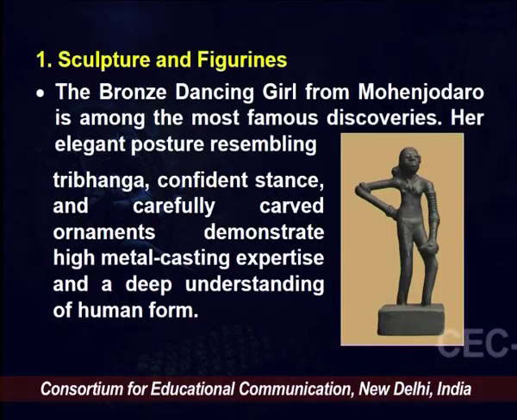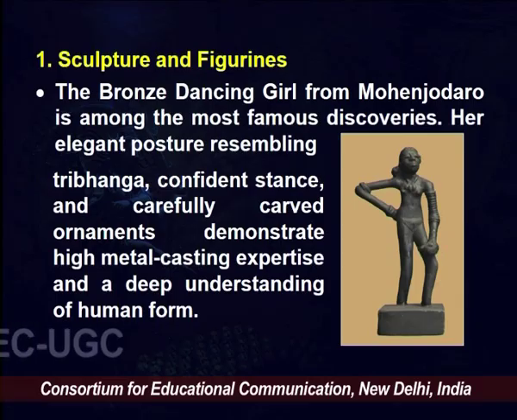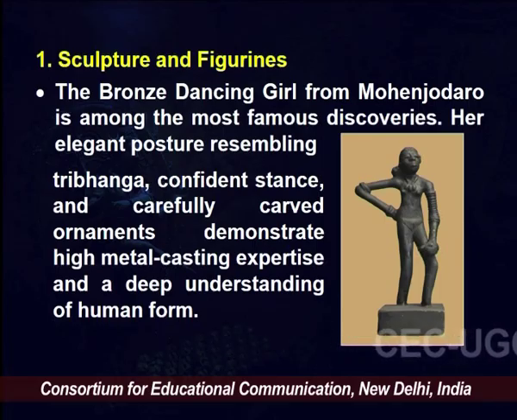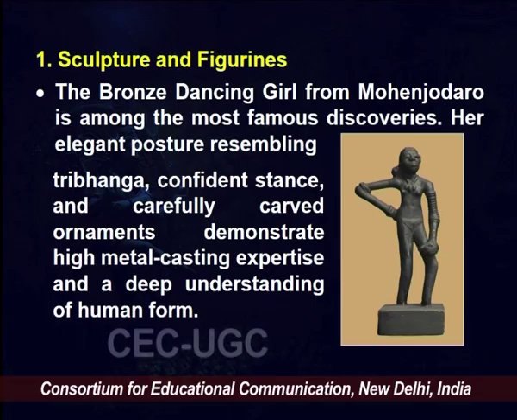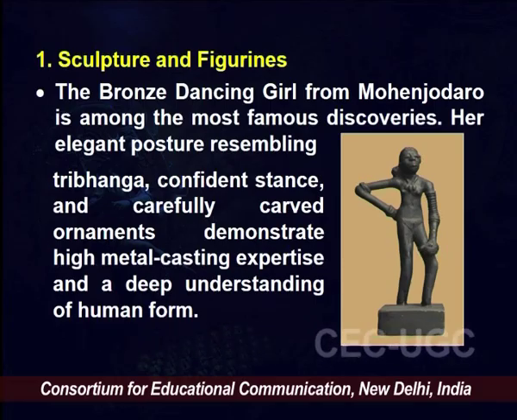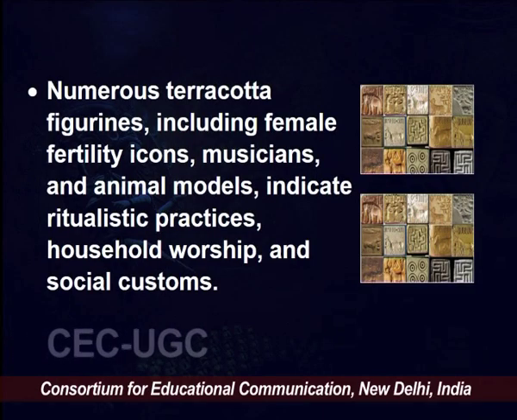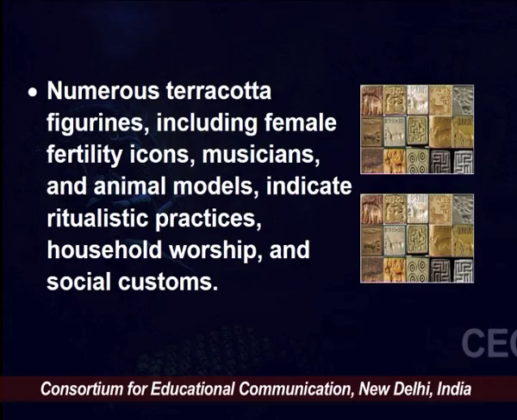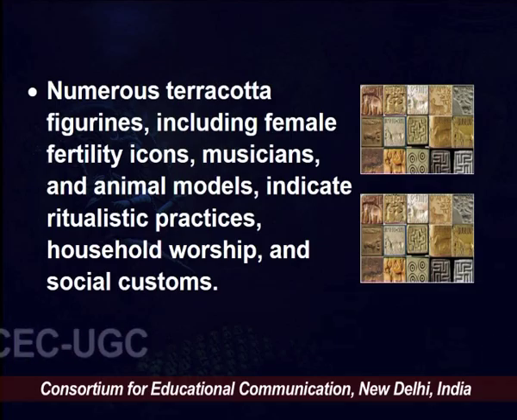The bronze dancing girl from Mohenjo-daro is among the most famous discoveries. Her elegant posture resembles Tribhanga, with a confident stance and carefully carved ornaments, which demonstrate high metal casting expertise and a deep understanding of human form. Numerous terracotta figurines, including female fertility icons, musicians, and animal models, indicate ritualistic practices, household worship, and social customs. With this, I conclude my lecture and will proceed in the next one.